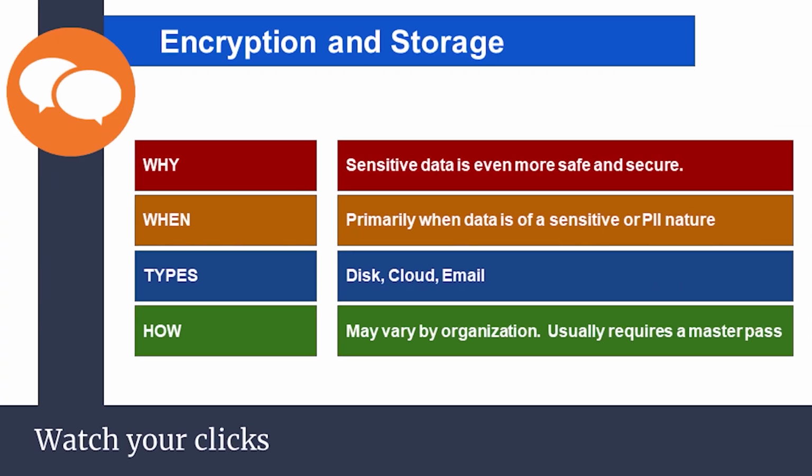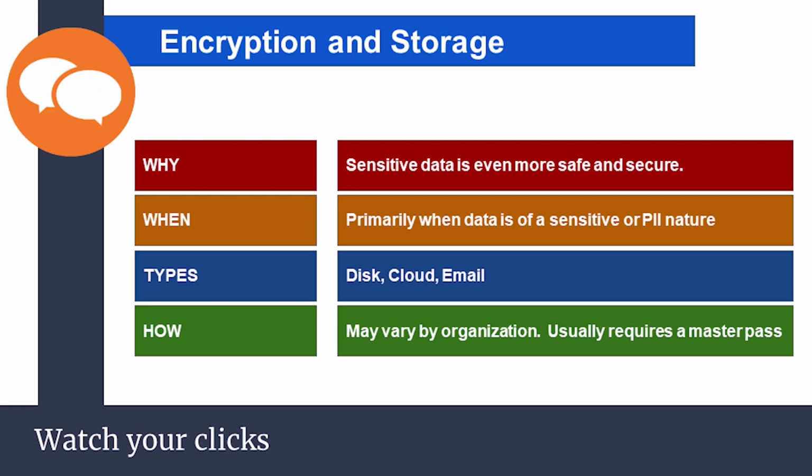When communicating, oftentimes you have to share files or send files in an email. Encryption is an important part of that. So we have to understand the why, when, types, and how of doing encryption. Why? Because sensitive data is even more safe and secure. When? Primarily when data is sensitive or has personal identifiable information. And what types? Well, it can be on a disk, a cloud, or in an email system. And how do we encrypt?